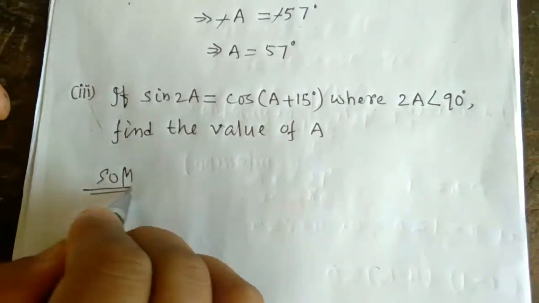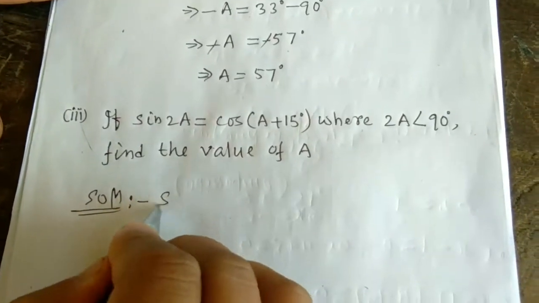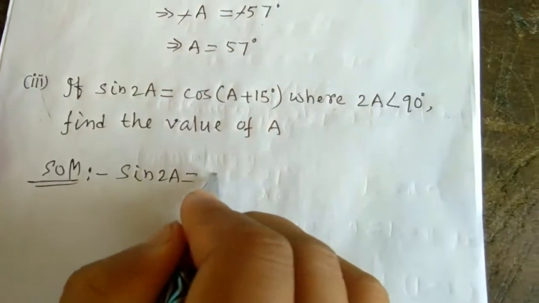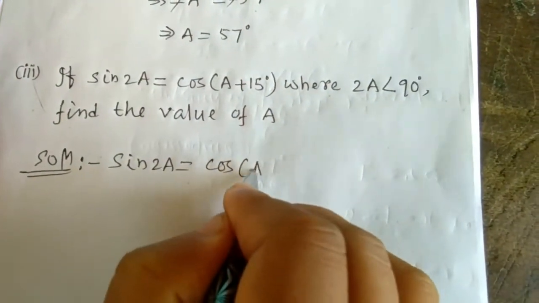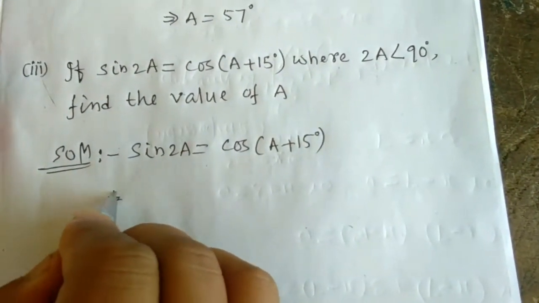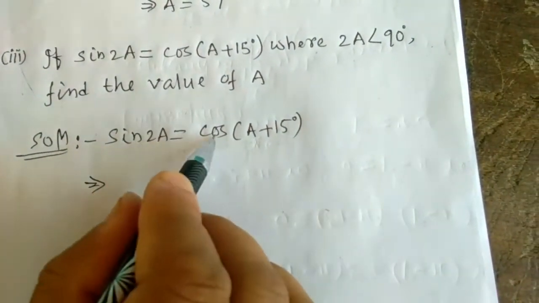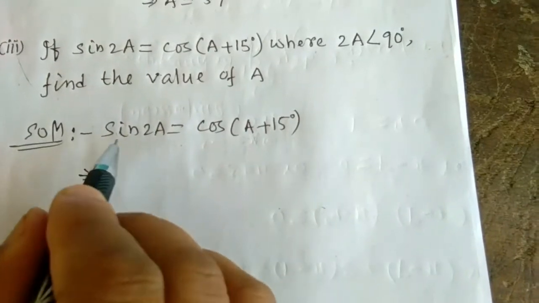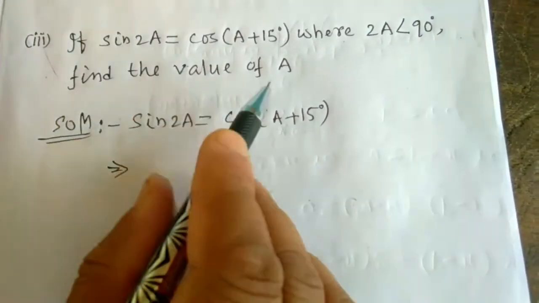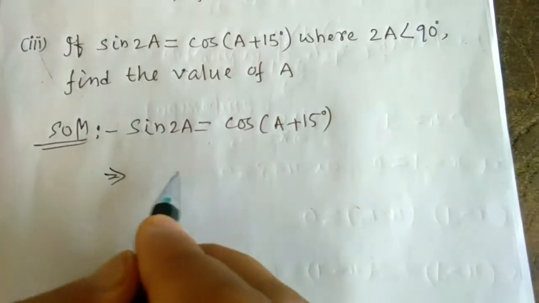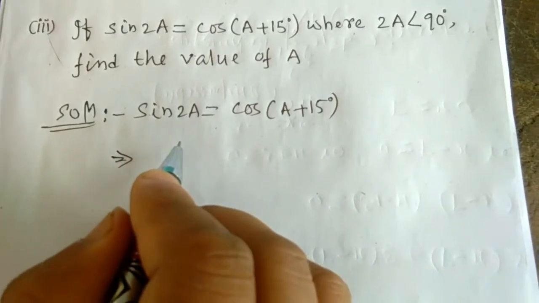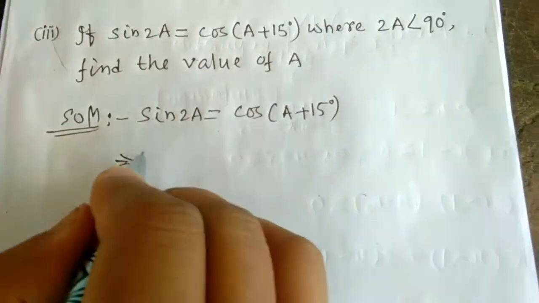Same. Okay, how to do, let me show you. Sin 2a equals cos (a + 15 degrees). Same as before, first you convert different trigonometrical ratios in terms of the same trigonometrical ratio. Either you convert cos in terms of sine or sine in terms of cos. Whenever you convert, you have to apply the complementary formula. Complementary means 90 minus theta.